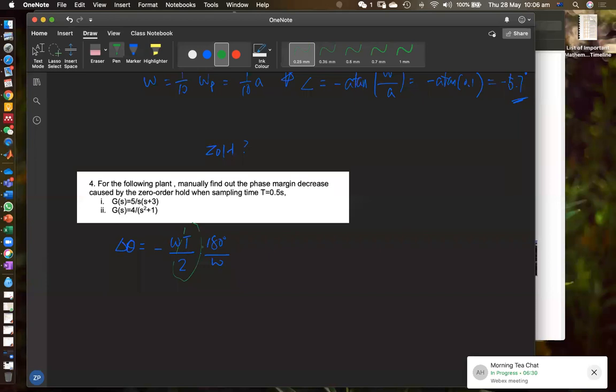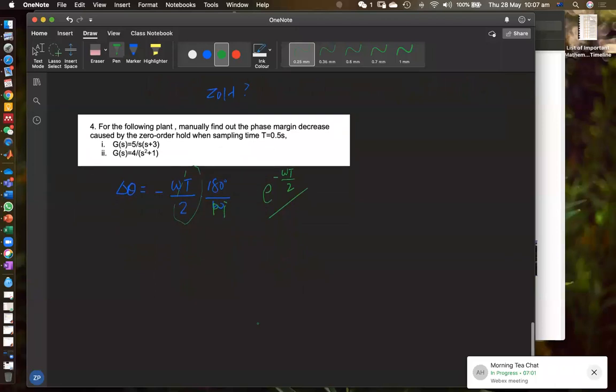So this part, negative omega t divided by 2, is coming from the delay. This is coming from e to the negative omega t divided by 2. Okay, this is coming from here. And this multiplied by 180 divided by pi, sorry, is pretty much just to convert the unit from radians to degrees. So that's the reasoning behind that.